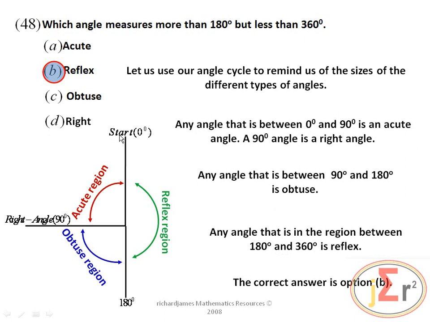Start here, first encounter the acute region, and then the right angle or 90 degrees angle. Continuing, we get into the obtuse region, then we have the angle on a straight line, 180 degrees, and if we continue from 180 degrees all the way around to 360 degrees, the region here is called reflex. So any angle that is in the region between 180 degrees and 360 degrees is reflex.